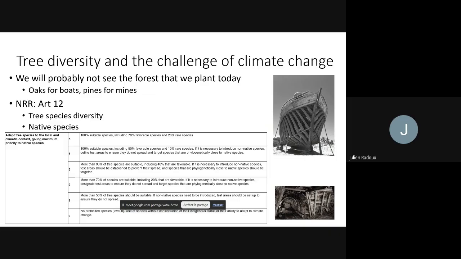The examples on the right are the people who planted a forest of oaks to have boats. Now boats are in metal. They planted pines for the mines, but no, there are no more mines underground, at least not so many. But there is a clear impact of what you plant. You need to think of the possible change of climate in the area where you are.